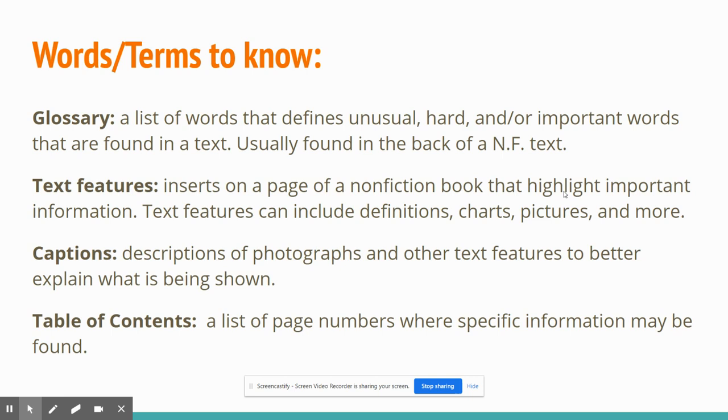A table of contents can be found at the beginning of a nonfiction text and gives you a breakdown of the chapters or the topics. So you could go right to a specific piece of information or topic of information that you're wanting to read about in that text. All right, let's dig a little bit deeper.